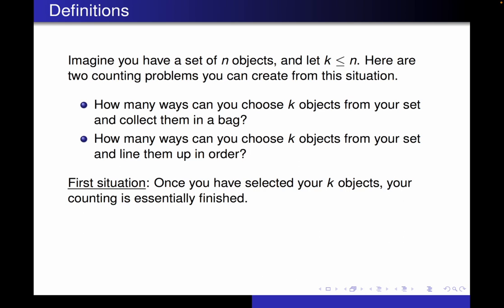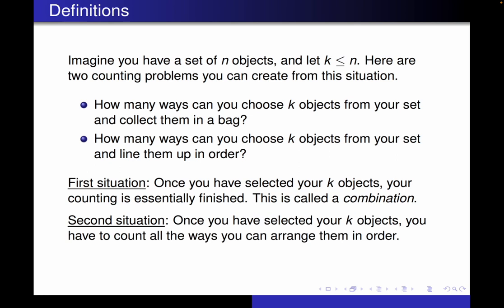So in the first situation, once you have selected your k objects, your counting is essentially finished. You don't have to worry about what order you chose them or anything like that. Once you've chosen them, you're all done. So this is called a combination. The second situation is, once you have selected your k objects, you're not done. You have to, in fact, count all the ways you can arrange those in order. And this is called a permutation.